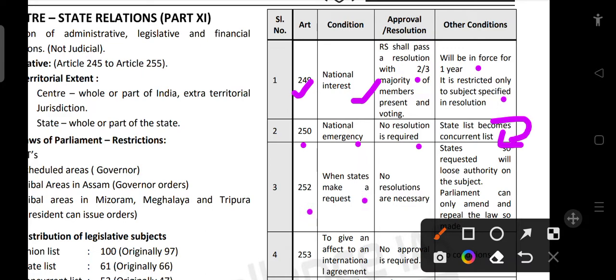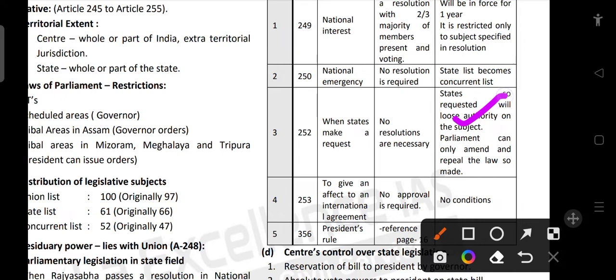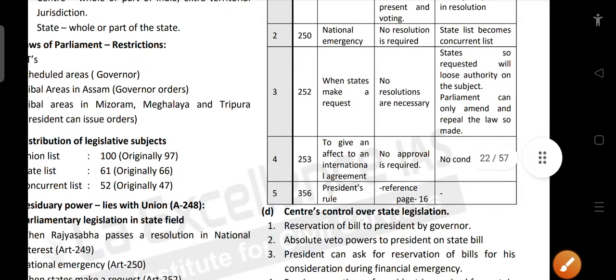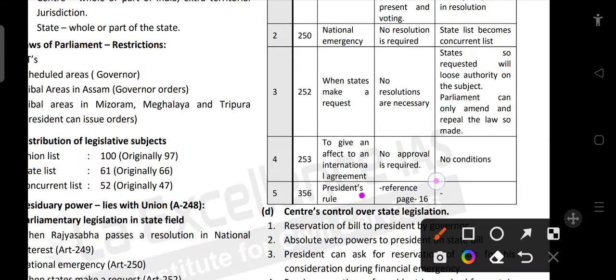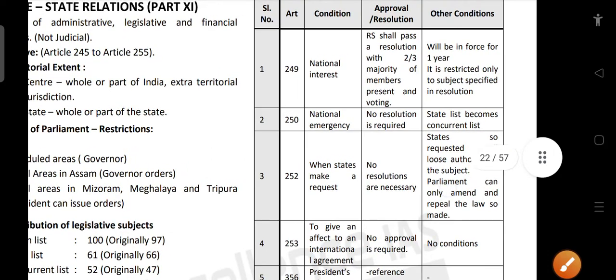252. When states make a request, no resolution is necessary. States so requested will lose authority on the subject. Parliament can only amend and repeal the law made so far. 253. To give effect to an international agreement, no approval, no condition. 356. President's rule. We already saw in detail about President's rule. So these are the conditions.